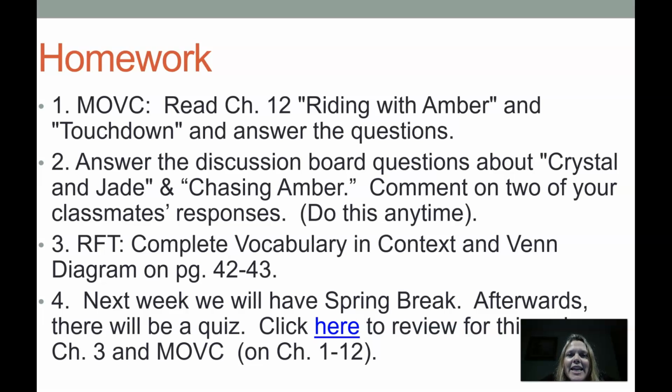Number 2, answer the discussion board questions anytime. I know you're busy. But anytime write about Crystal and Jade and chasing Amber. Then the last things you need to do are in your reading book. Finish up vocabulary and context and the Venn diagram, those two circles, find out the similarities and differences.